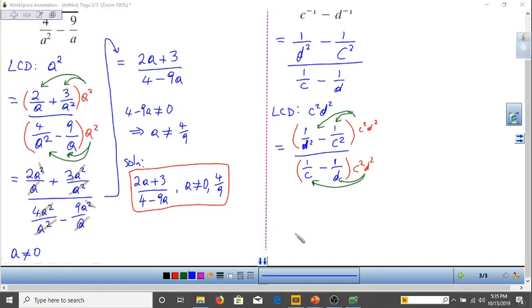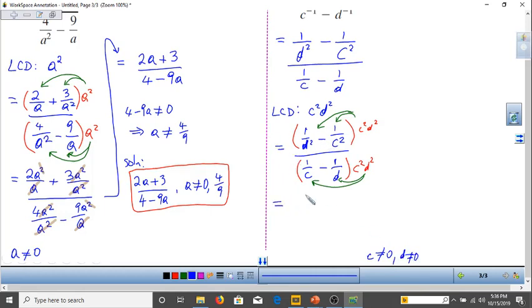And let me just identify here that c is not allowed to be 0 and d is not allowed to be 0. And we'll see what else is there. I'll put that down at the bottom here: c not equal to 0, d not equal to 0. We'll revisit that in a minute.